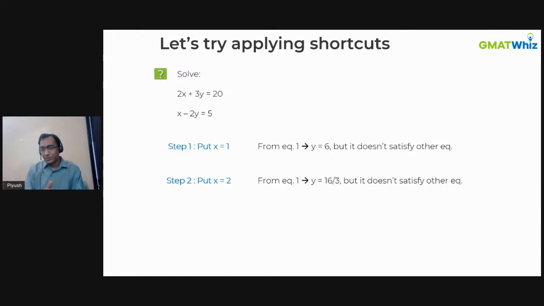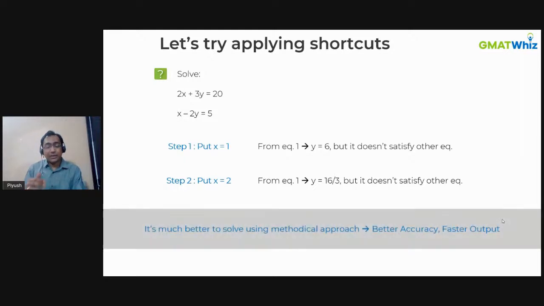Okay, now I'm sure some of you might be thinking, why am I trying to do it? I'm just trying to show you, if I apply shortcuts and don't follow the right methods in quant, how foolish it sounds. Okay, so in this case I am not getting the answer, and I might get the answer, but it is probably not the best effort or the best approach. So it's much better to solve questions using methodical approach. It will lead to better accuracy, and it will lead to faster output as well.